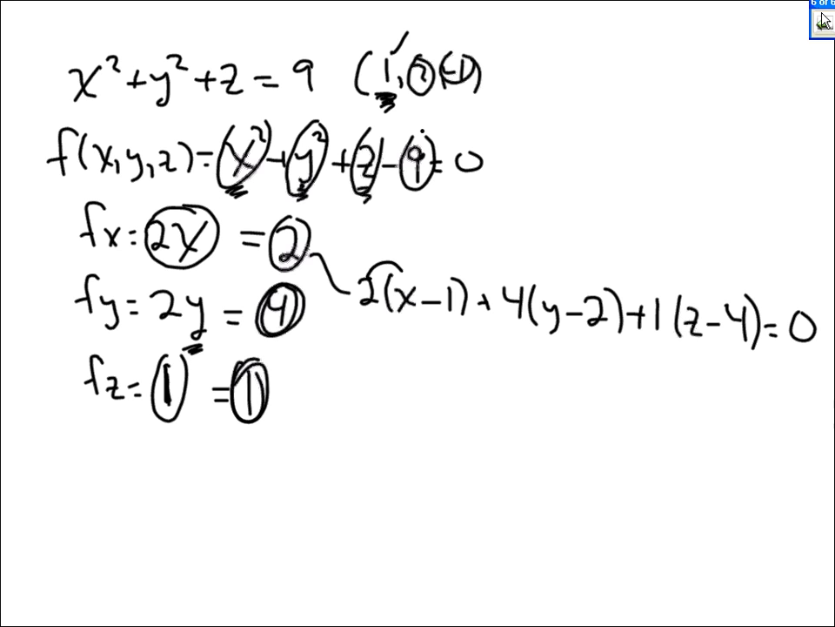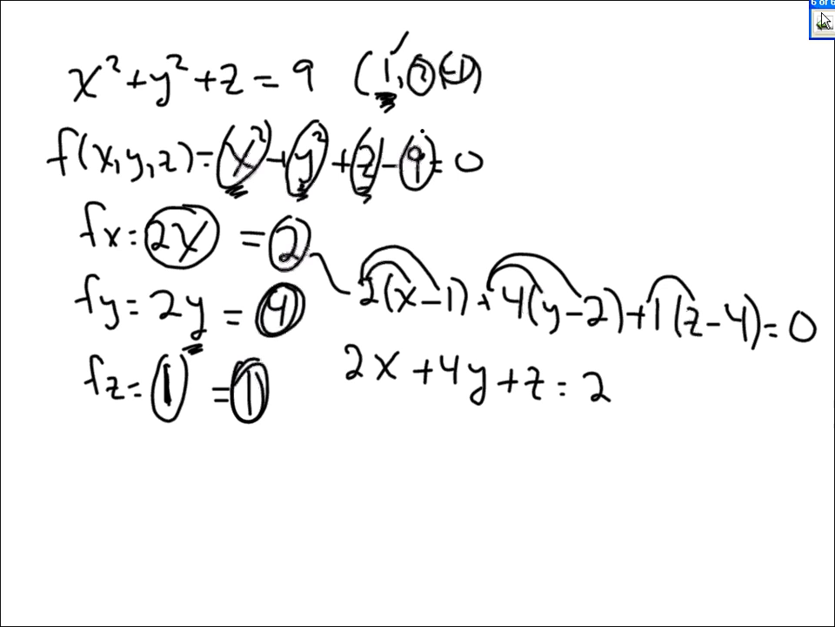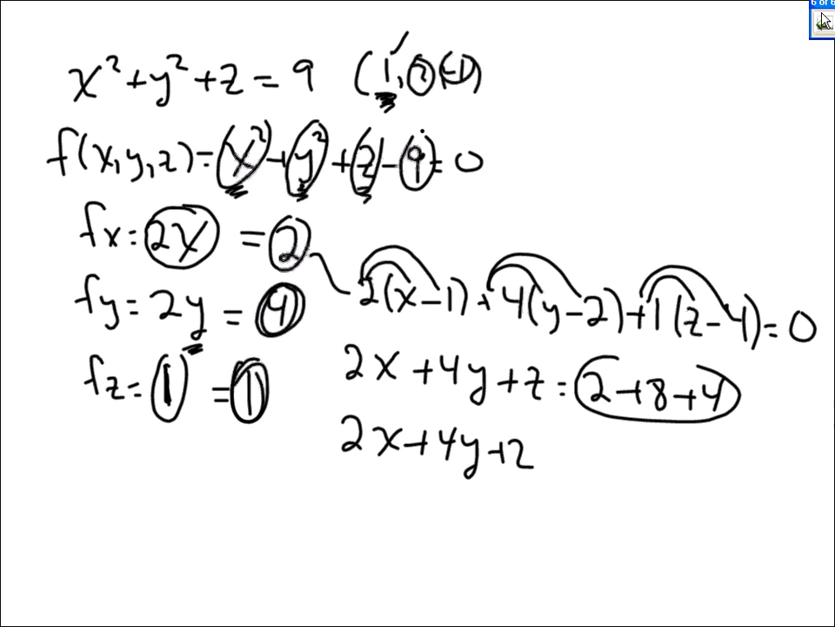You can clean it up. 2x plus 4y plus 1z is equal to negative 2 on the left side, but I'm bringing it to the right. Negative 8 plus 8. Negative 4 plus 4. This adds up to 14. So 2x plus 4y plus z is the number 14.